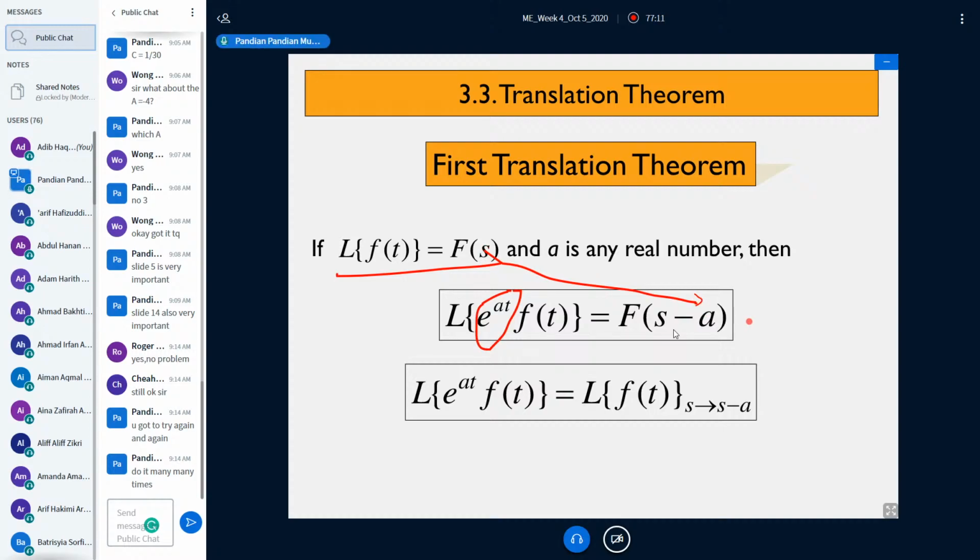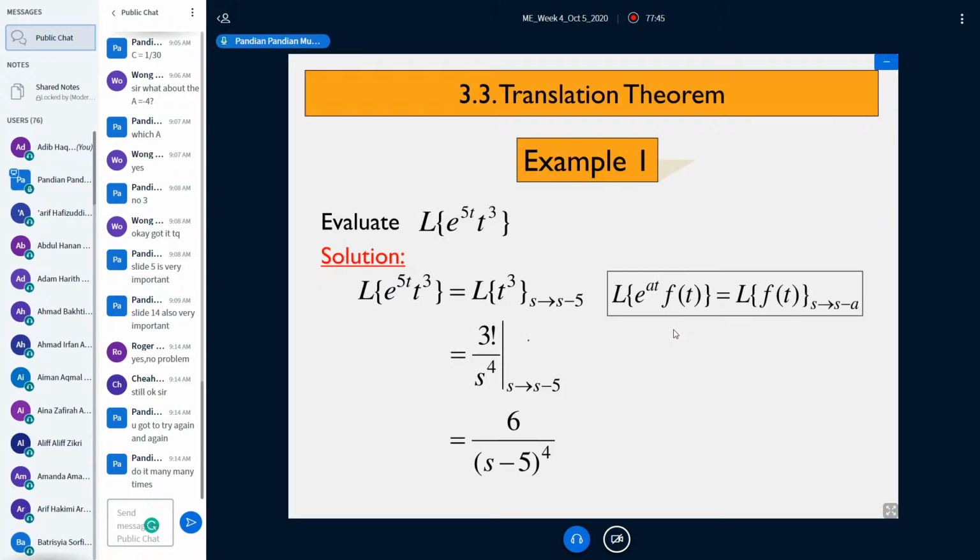So in simple form, Laplace of e power at, a is any real number, Laplace of e^(at) f(t) equals Laplace of f(t), but your s becomes s minus a. Take note of this one. So your s becomes s minus a because of this term. This is very important. Okay. So now, if this is Laplace, what about inverse Laplace? That we will see later.